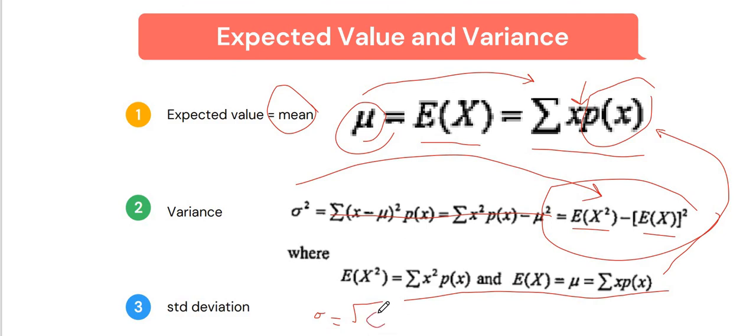This one is sigma square, class. So you need to square root it, and then you will get your sigma. Just square root. You get your variance and then you square root it. So that will be your standard deviation.